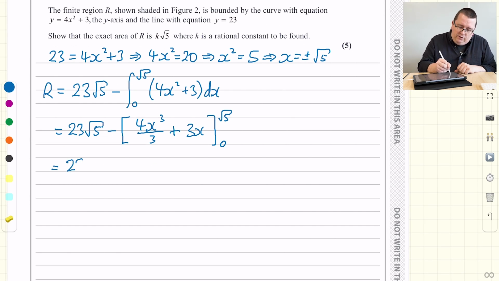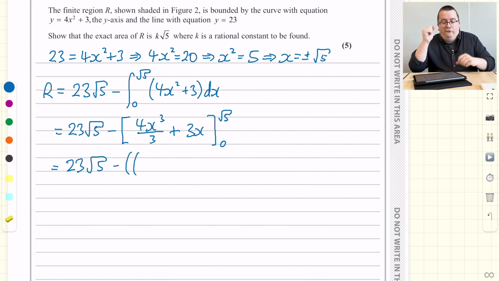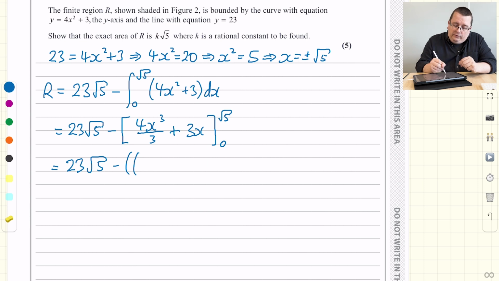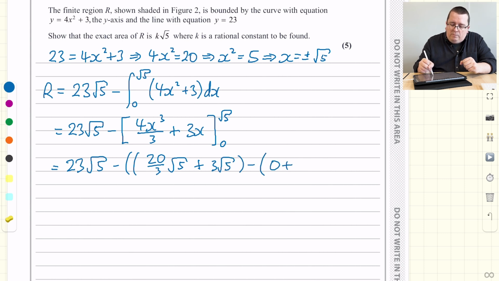Okay, so we have 23 root 5, take away. Now substituting the root 5. So we've got 4/3 times root 5 cubed. Now root 5 cubed, root 5 times root 5 times root 5 is 5 root 5. Multiply that by 4/3, we've got 20/3 root 5. Then we have 3 lots of root 5, so 3 root 5. Then substituting 0, we get 0 plus 0.